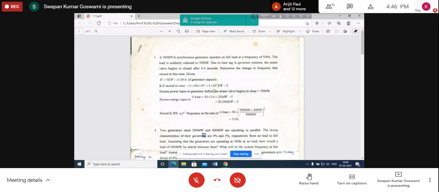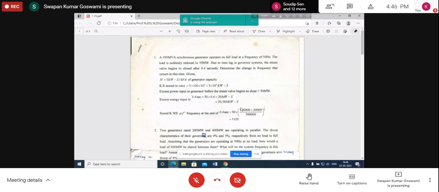So what is the total energy stored? It is 5 × 10^5 plus 20,000. This much is the kilowatt second energy stored in the rotor. Okay, and this energy is stored when the frequency is above synchronous.